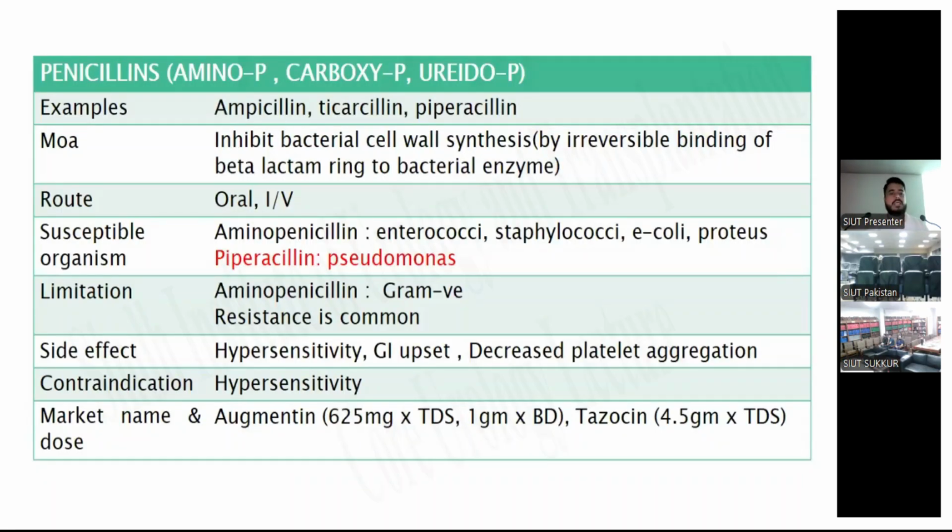Penicillins, these inhibit bacterial cell wall synthesis by irreversible binding of the beta-lactam ring to the bacterial enzyme. Aminopenicillin usually covers enterococci, staphylococci, E. coli, and Proteus, and piperacillin, such as Tazocin, usually covers Pseudomonas. Side effects include hypersensitivity reactions, and these antibiotics decrease platelet aggregation. These include Augmentin or Tazocin. Augmentin is usually given 625 mg 3 times daily or 1 gram twice daily, and Tazocin 4.5 gram 3 times daily.